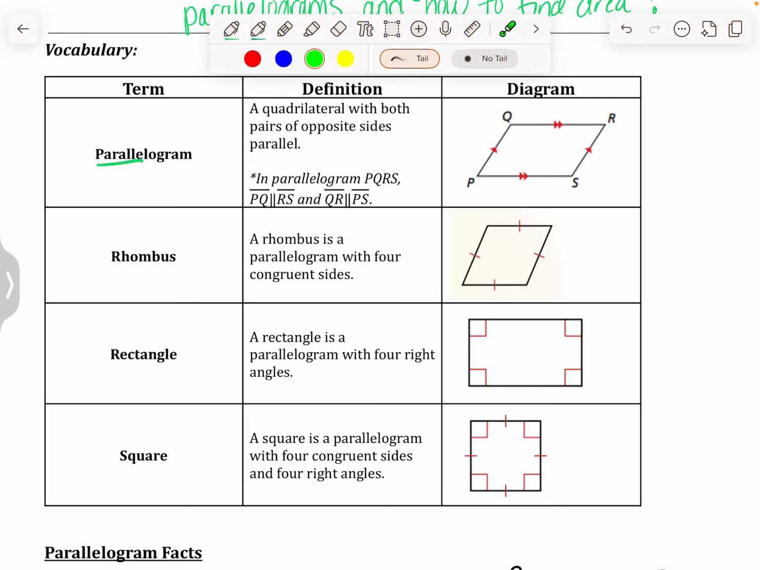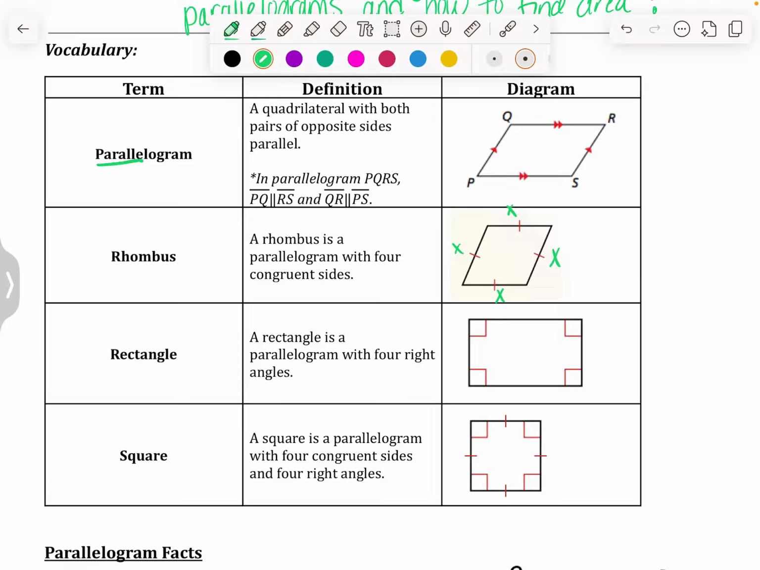A rhombus is our first special parallelogram, and in a rhombus, all four sides are congruent. So what makes it a rhombus is that the four sides are congruent, which means that they're all the same. So like if this is X inches, this is X inches, this is X inches, this is X inches.